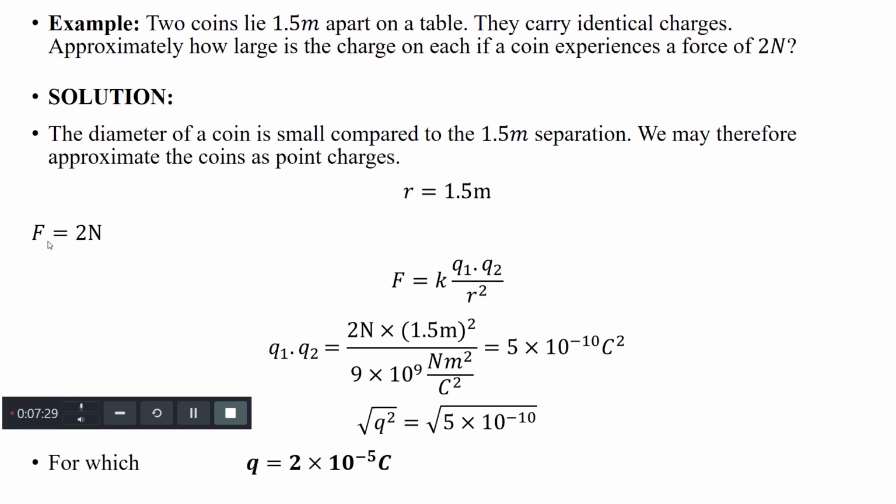Force is given. Force is 2 Newton. We have to find the charge. Now, according to Coulomb's law, F is equal to K Q1 multiplied by Q2 divided by r square. By putting the values, we get the product of charges. The product of charges is equal to 5 into 10 raised to power minus 10. When we multiply both these charges, it will become Q square. So Q square would be equal to 5 into 10 raised to power minus 10. Taking the square root of this value, we will get 2 into 10 raised to power minus 5 Coulomb.